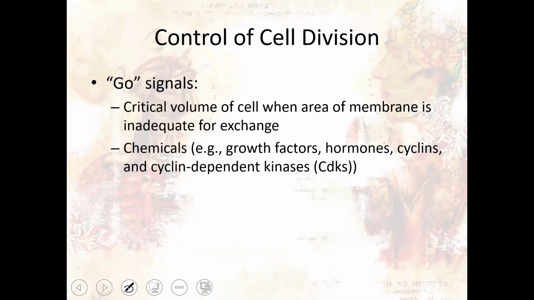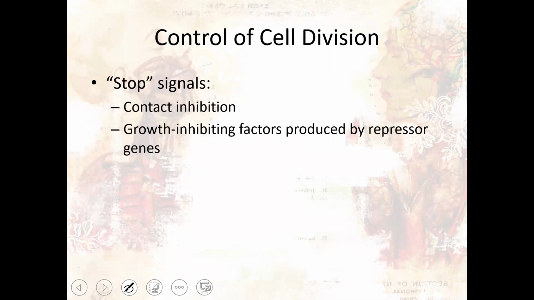Now, how does the cell know when it's time to grow or when it's time to divide? Well, if it gets too big, it's time to divide. And then there are different chemical signals that will tell it it's time to divide, hormones and growth factors and other things. Just as important is when it's time to stop. If they start running into each other, it's time to stop. There are also things that will stop cell division. We have genes called repressor genes that will stop that.